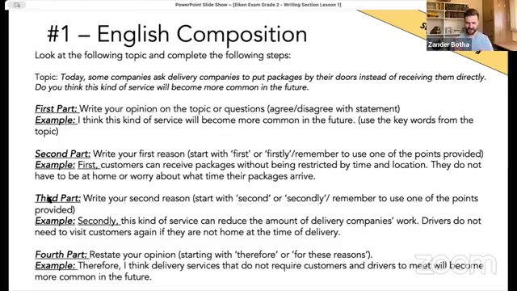As you can see, the structure is very, very simple. 4 parts. Part number 1, you write your opinion. Part number 2, you give your first reason, starting with first or firstly. Part number 3, you give your second reason, starting with second or secondly. And then part number 4, you restate, you say your opinion again, starting with therefore or for these reasons.